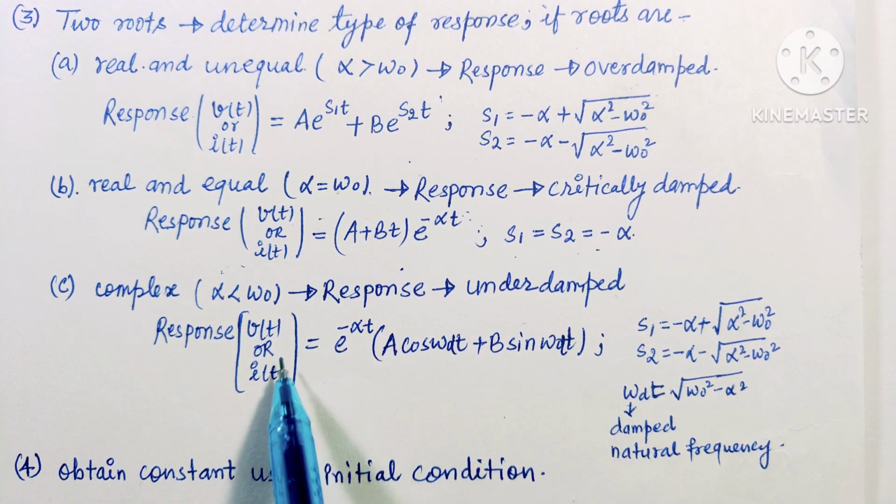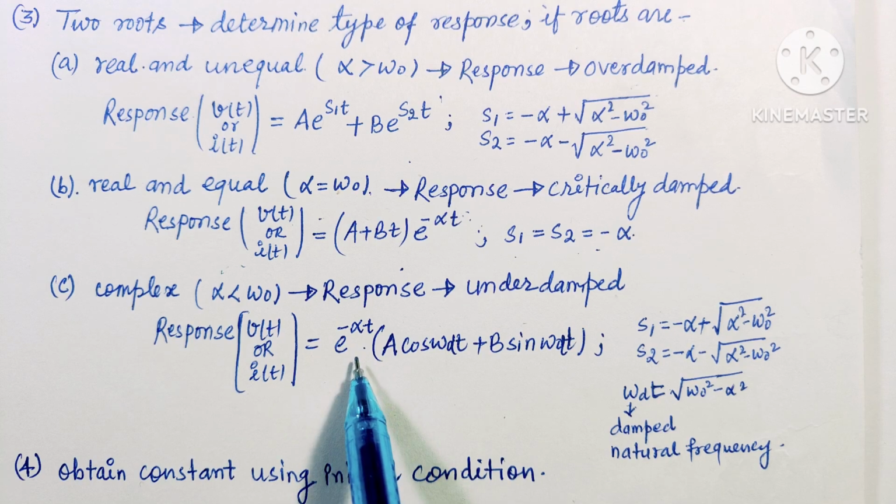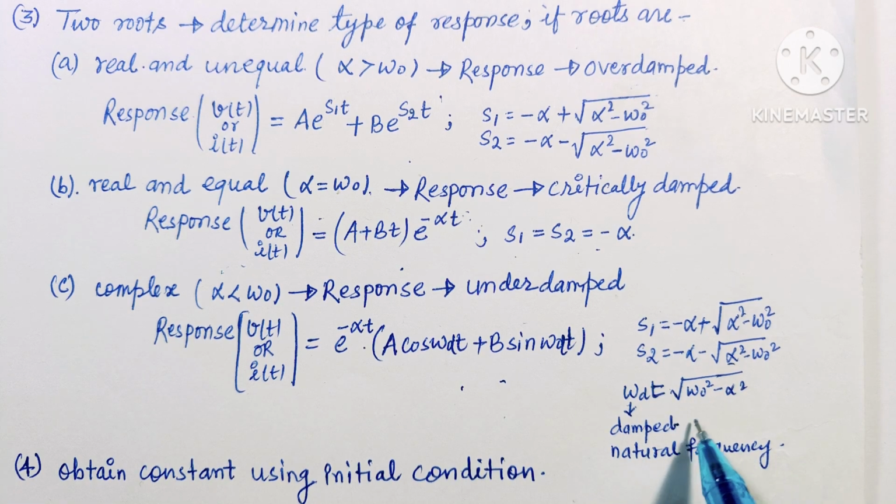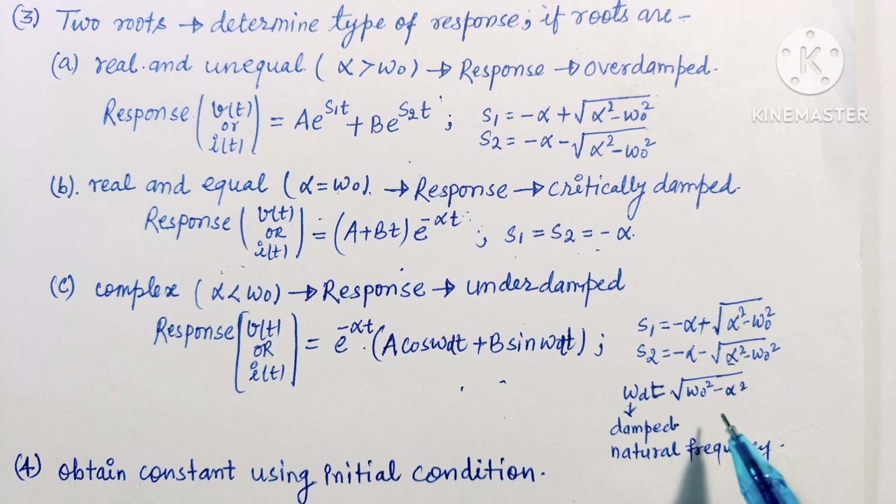For an underdamped system, the equation can be written as e^(-αt) (A cos ωd t + B sin ωd t), and the values of s1 and s2 can be written like this. The value of ωd will be like this. This ωd is known as the damped natural frequency, and ω0 is the natural frequency of the circuit.